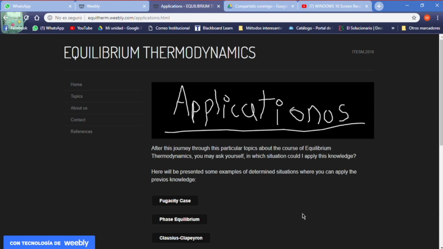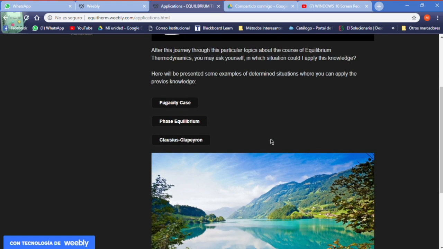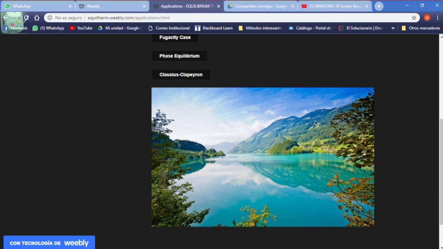And for last but not least, we have the Applications tab, where you can see a real-life application of the topics we have been discussing in all of our website, so you can get a more peculiar way to see how this equilibrium thermodynamics works in real-life applications, and also a beautiful image at the end to get a refreshing feeling for all the people who enter our website.